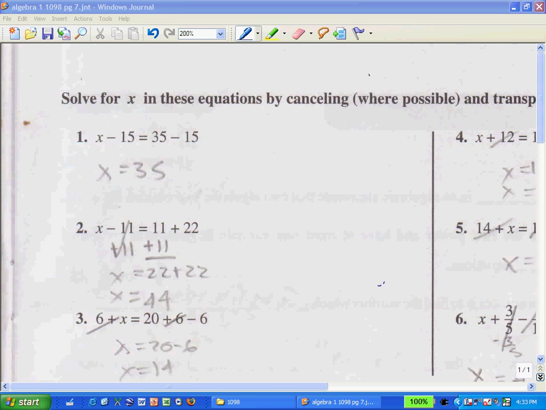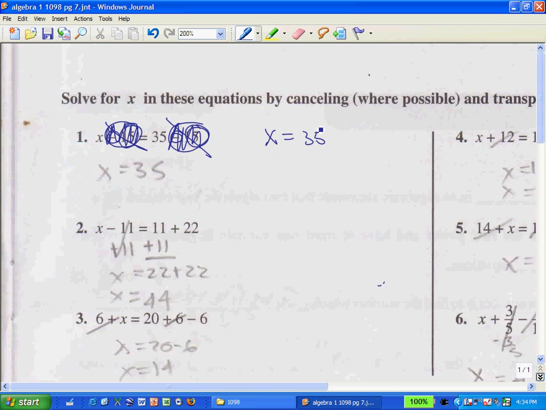In the directions, they tell you to solve for x in these equations by canceling where possible and transposing terms. Whenever you have the same thing on both sides of the equal sign, you can just cancel that out. For example, right here you've got negative 15 and negative 15. The signs have to be the same, and the number or variable has to be the same for it to be canceled out. So here we just cancel out the 15, and what we have left is x equals 35, and that's your answer.